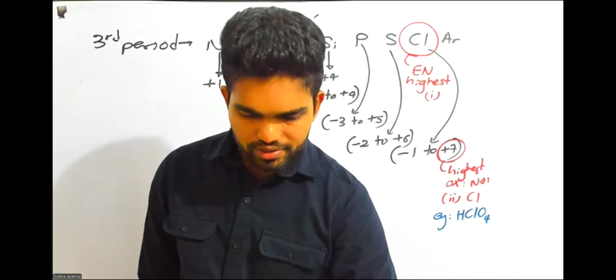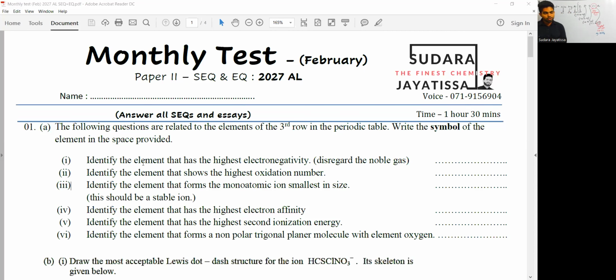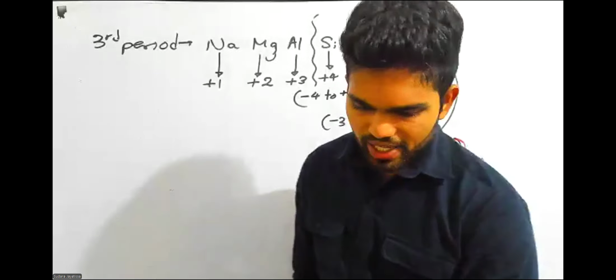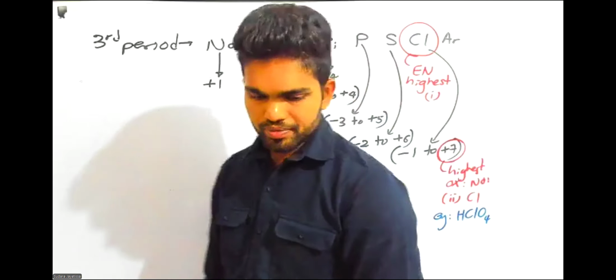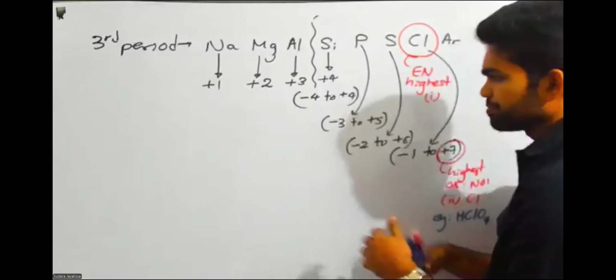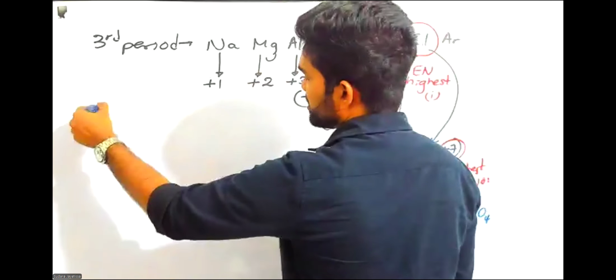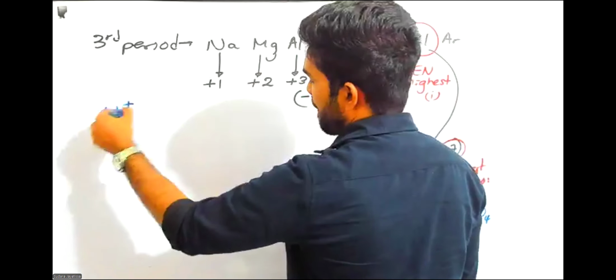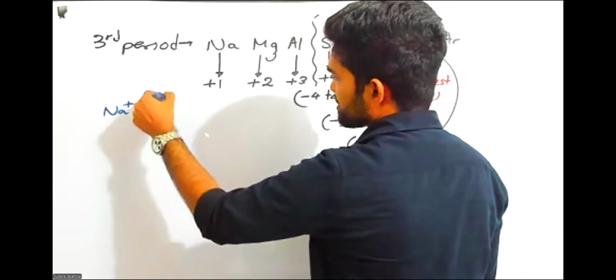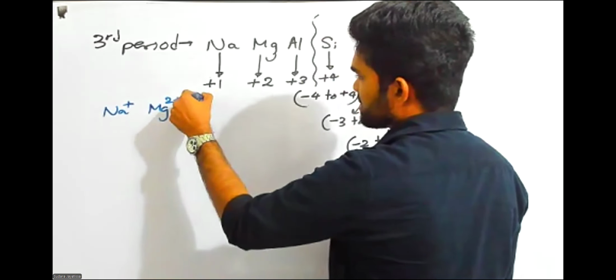Then the next question is asking: identify the elements that form the monoatomic ion smallest in size, the smallest monoatomic ion. That's what they're asking. So you have to think about the radius, because it is a monoatomic ion. In this period, the ions that are formed are sodium plus, then magnesium 2 plus, then aluminum 3 plus, like that.